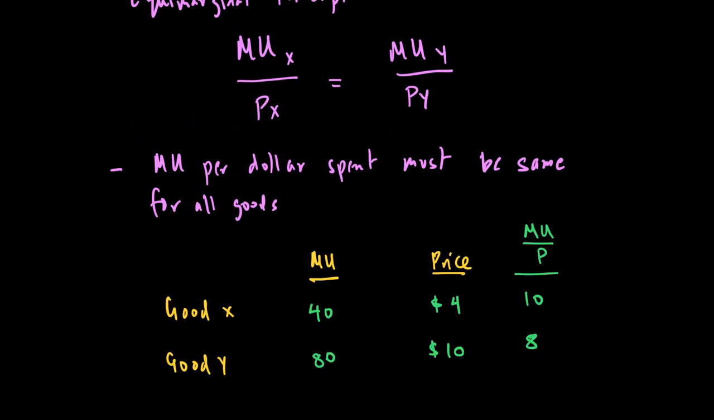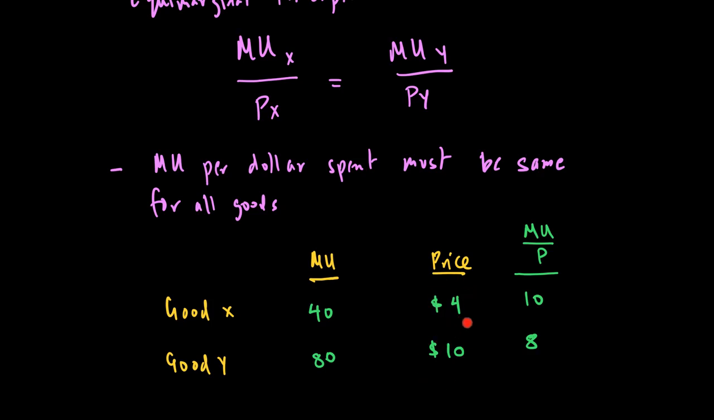Let's say we have two goods, good X and good Y. The MU that I get from good X is 40, while the MU of good Y is 80. Clearly, if you don't show me the prices and just ask me from the MU perspective, I'll say I prefer good Y over good X, because good Y has a higher MU. But that's not all we need to look at. We need to look at the prices. Let's say good X is $4 and good Y is $10.